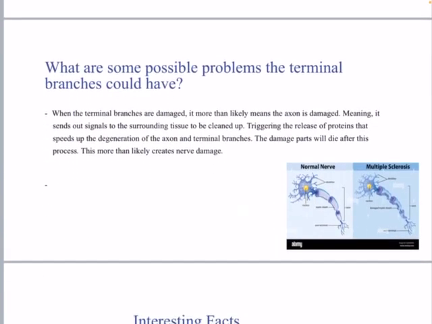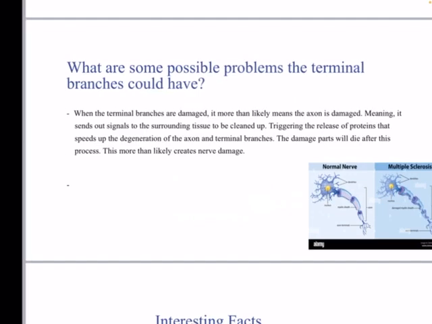What are some possible problems the terminal branch could have? When the terminal branches are damaged, it more than likely means that the axon is damaged, meaning it sends out signals to the surrounding tissue to be cleaned up, triggering the release of proteins that speed up the degeneration of the axon and the terminal branches. The damaged parts will die after this process. This will more than likely create nerve damage.